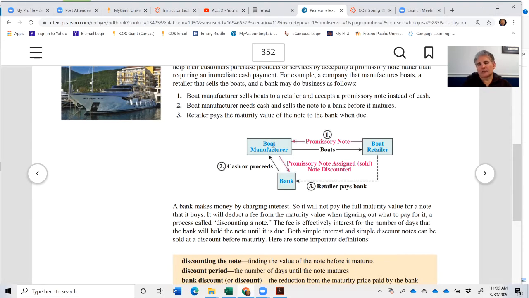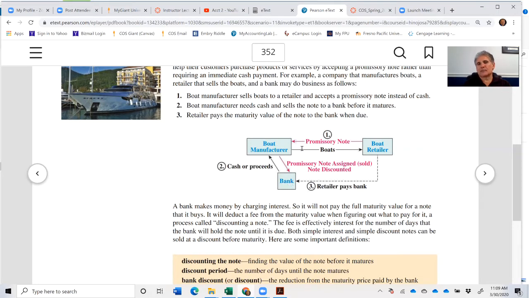Initially, the boat manufacturer may be perfectly fine with this, but a few days or a week goes by, and the boat manufacturer thinks to themselves, I need some cash. Technically, they can't go back to the boat retailer. I guess they could try to renegotiate the promissory note, but what might be easier is to go to the bank and say, hey, I have a promissory note that was signed to me by the boat retailer. I have that note. Can I sell you that note?